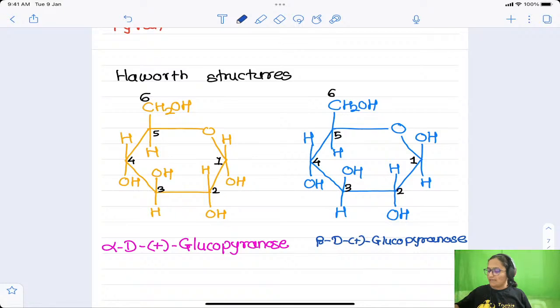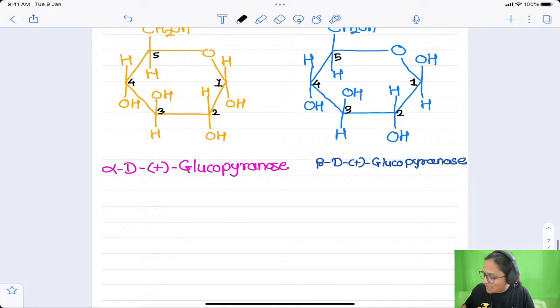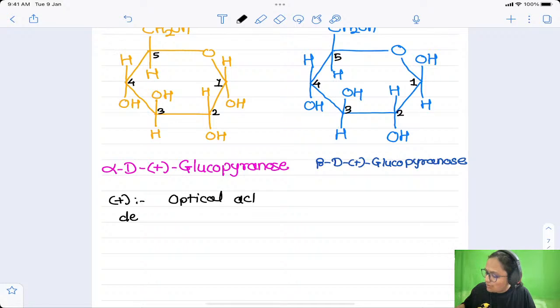Now what is this plus sign? This plus sign stands for the dextrorotatory isomer. It is related to optical activity. In the haloalkanes and haloarenes chapter, we have already learnt about optical activity or optical isomerism, that is stereoisomerism. I hope you remember that. Dextrorotatory means it will rotate the plane polarized light to the right hand side.